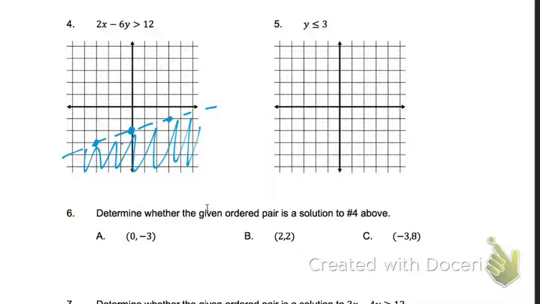If I plot 0, -3, is that a solution? Yes or no? Yes, because it's in the shaded area. 2, 2. Negative 3, 8. Negative 3, positive 8. It's going to be all the way up here. So no.